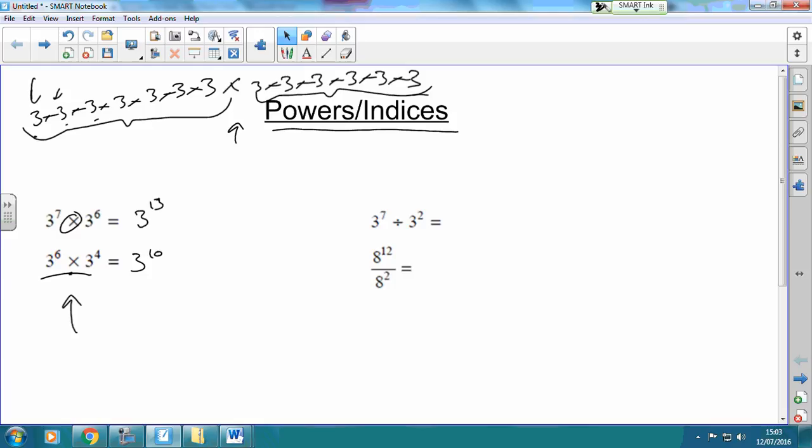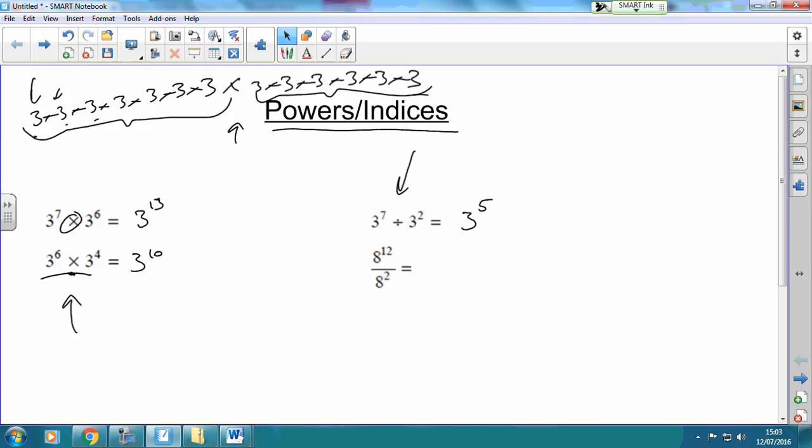So the key thing to remember here is when we've got these indices questions, if it says multiply, we just add the powers together. And in exactly the opposite way, we've got this question here where we're dividing. So that just means subtracting the powers. So 3 to the power of 7 divided by 3 to the power of 2, we just take the powers away, leaving us with 3 to the power of 5.